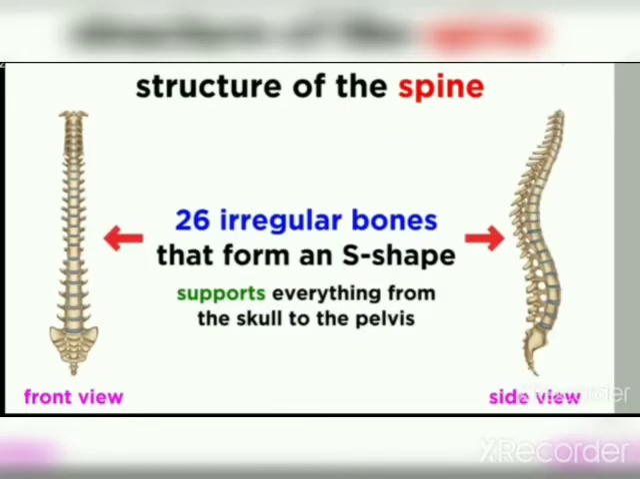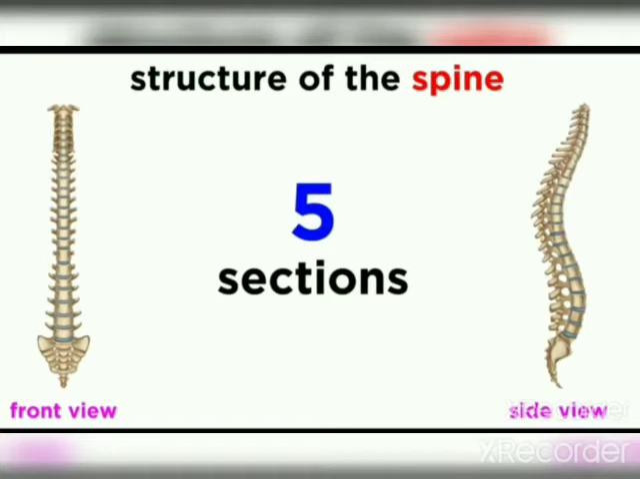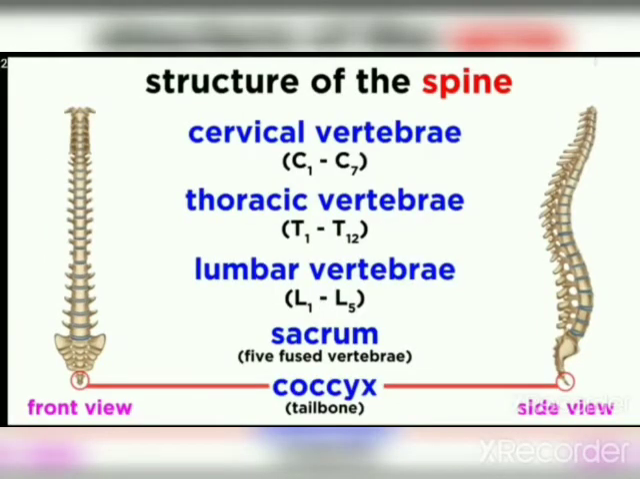Now let's talk about the spine, or we would say vertebral column. As shown in the diagram, there are 26 irregular bones that form an S shape and support everything from the skull to the pelvis. The spine is divided into 5 sections. So these are the 5 sections of the spine. First is cervical vertebrae from 1st to 7th, thoracic vertebrae from 1 to 12, lumbar vertebrae from 1 to 5, sacrum is 5 fused vertebrae, and coccyx is the tailbone.